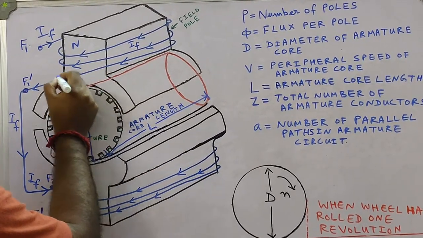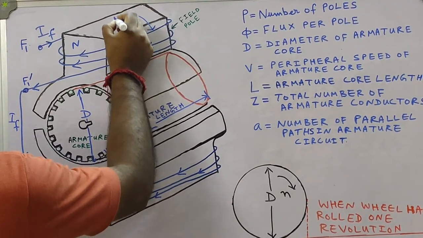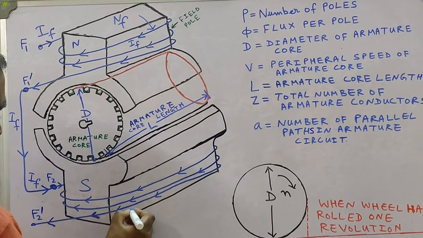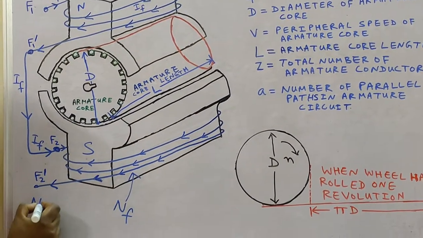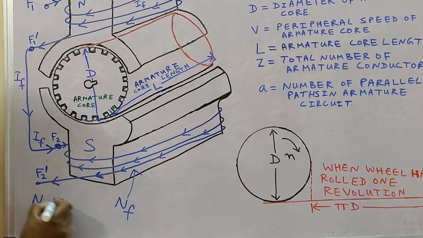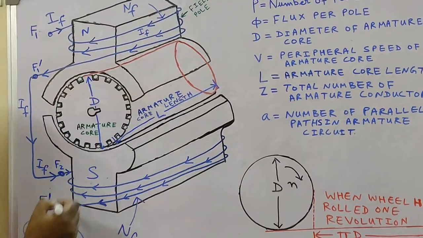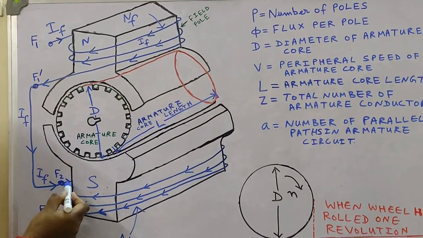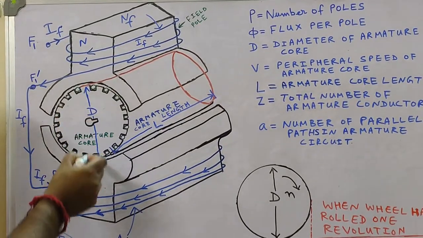Let's say here the number of field turns is NF. So in this case also, the number of field turns is NF. So what is the formula for field MMF? NF into IF. That means the field MMF by this pole and field MMF by this pole are equal. Why? Because they are carrying the same current, because they are connected in series, and the number of turns is the same. Now, this is the armature core.